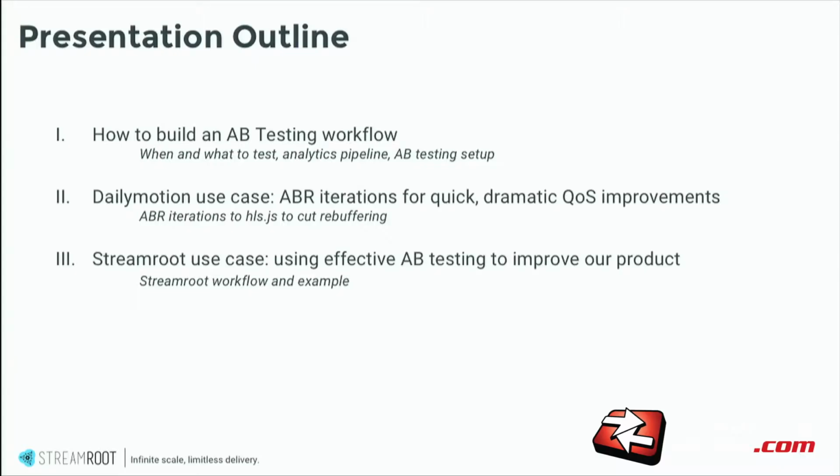The first example that we're going to do is a customer use case, actually a customer of ours, Dailymotion, that was able to make pretty dramatic QoS improvements with just a couple weeks of testing and iterating their ABR algorithms. And then we're going to talk a little bit about Streamroot as well and how we actually use A/B testing to constantly improve our product.